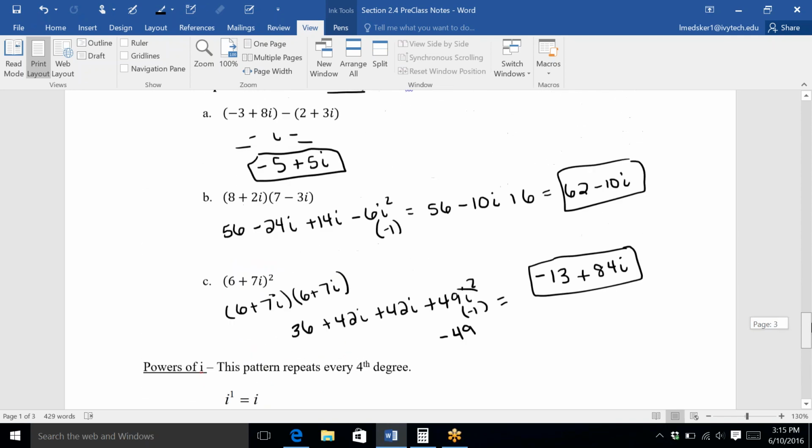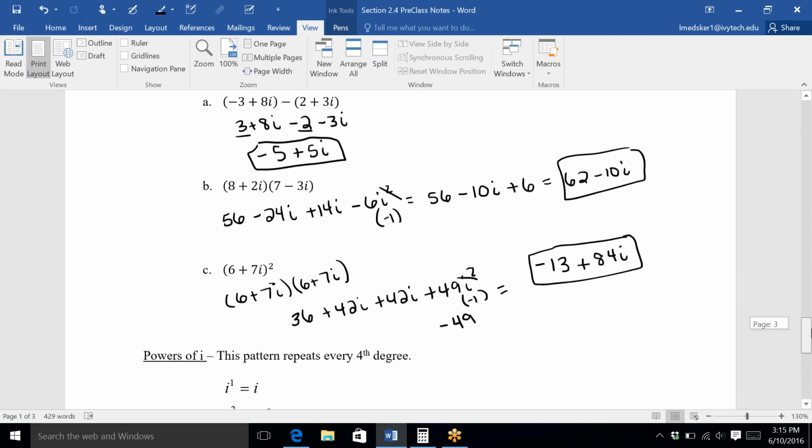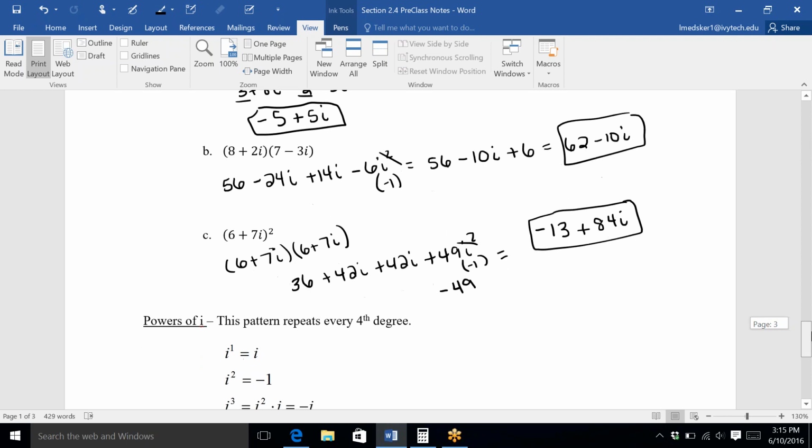So essentially, adding, subtracting, and multiplying with imaginary numbers are fine as long as you know the rule about the i squared.